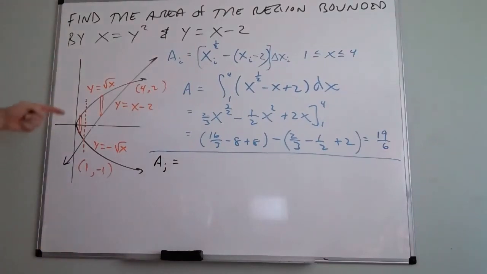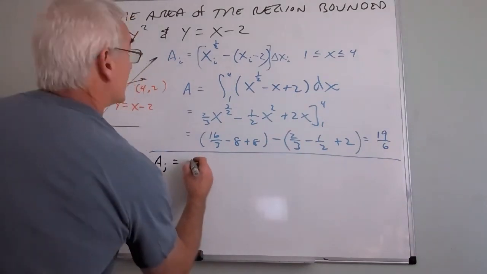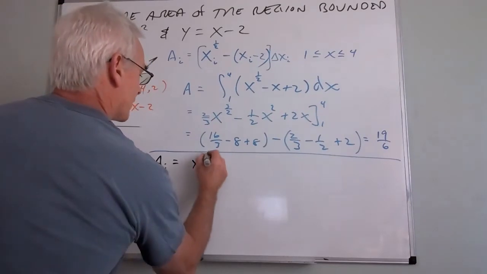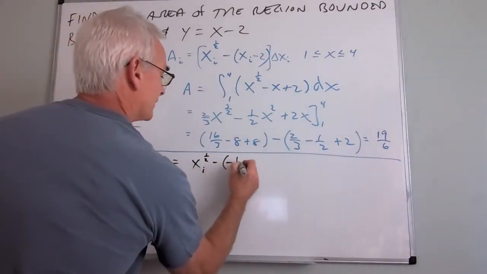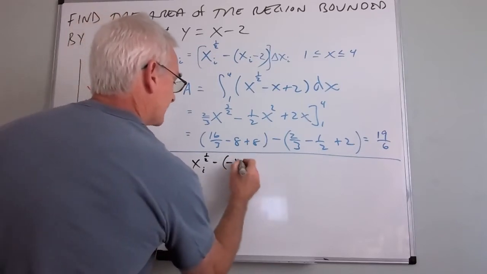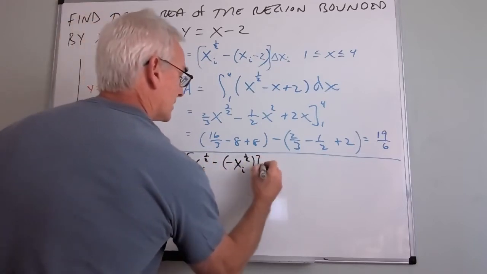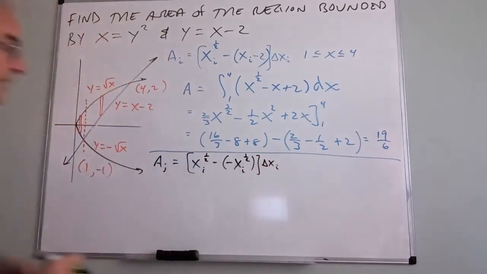In that case, the top curve is the positive square root, but the bottom curve is the negative square root. Ooh. So this should be xi to the 1/2 minus negative xi to the 1/2 delta xi. Excuse me. Okay.